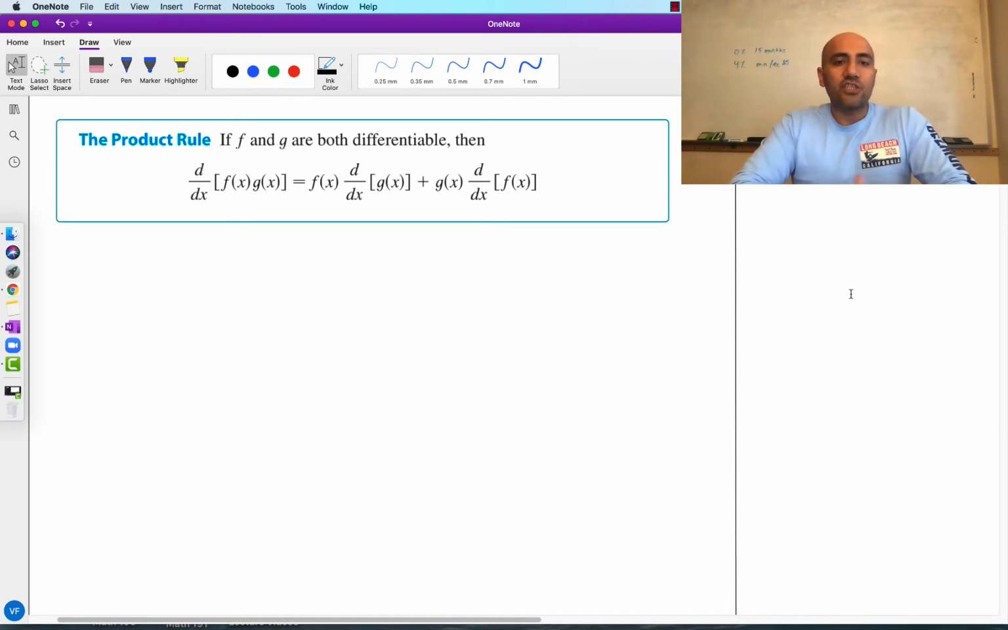If f and g are both differentiable functions, then the derivative with respect to x of the product of f of x times g of x equals, and then this little formula. It's going to be f of x times the derivative with respect to x of g of x plus g of x times the derivative with respect to x of f of x.